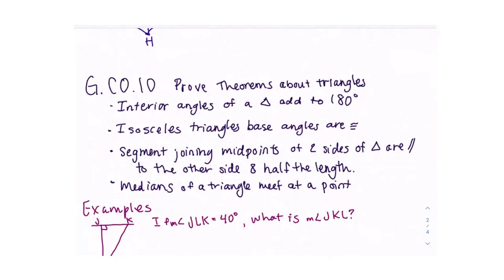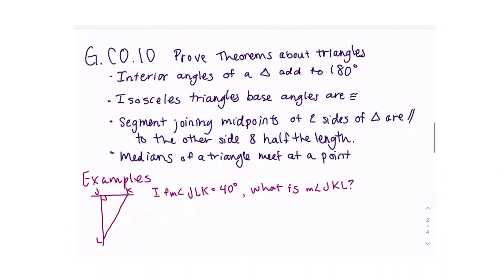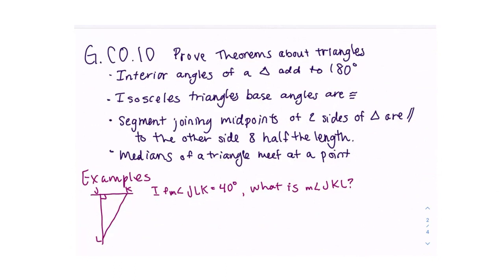The next part is G-CO 10. Geometry, and then CO stands for congruence, right? So geometry congruence, and this is the 10th thing that you had to know. So we're proving theorems about triangles. And you've learned some things about triangles. We talked about side, side, side, side, angle, side, angle. But these are specific other things with triangles. So one of them you probably already know. It's that the interior angles of a triangle add to 180.